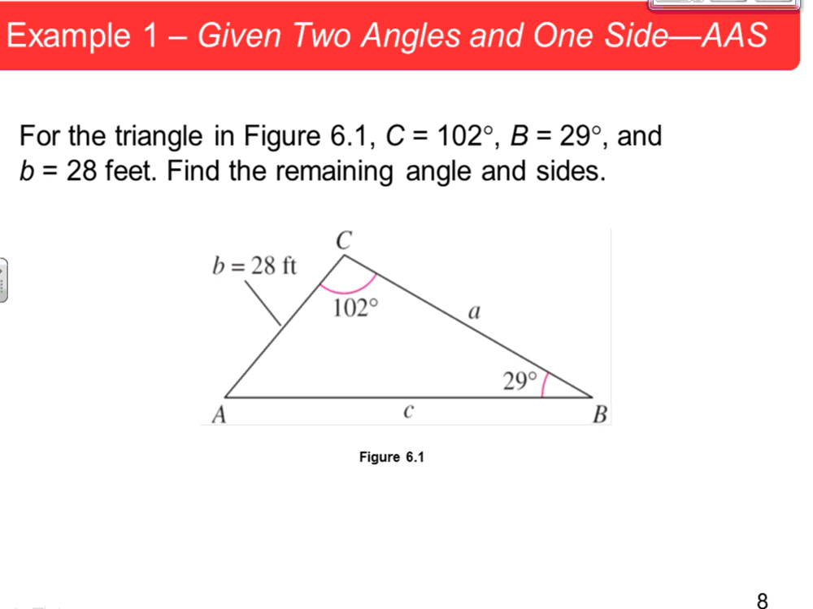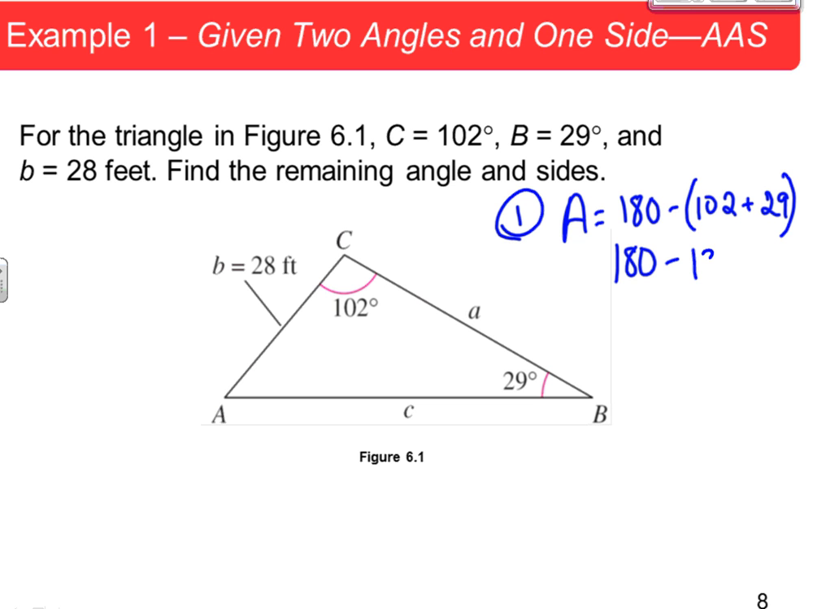So the first thing, and probably easiest thing in this situation, is to find that missing angle. And so A is going to just equal 180 minus the sum of the other two angles, 102 plus 29. And so that's 180 minus 131. And so that means that A is equal to 49 degrees. So that part was pretty easy.